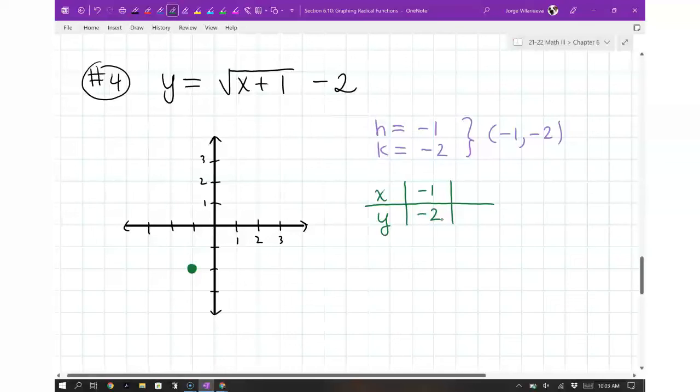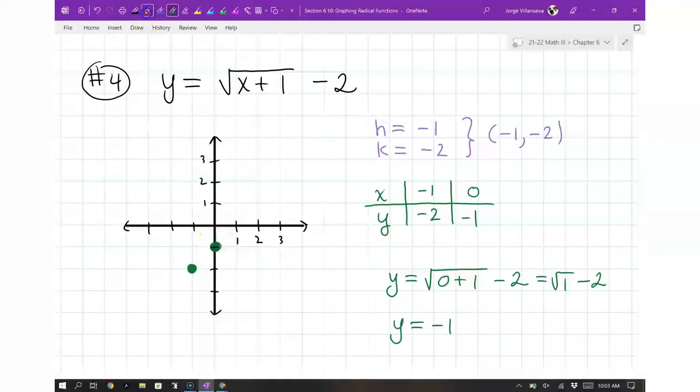Say again? 0. Yeah, pick the very next number to the right of it. So to the right of -1 is a 0. So let's pick 0. Let's plug it in. Y equals the square root of 0 plus 1 minus 2. Well, 0 plus 1 is 1, so the square root of 1 minus 2, what is that? -1, right? So -1. 0, -1 is right here. So I'm putting the point right there, and then I'm just going to draw it. And there you go. There's that graph.